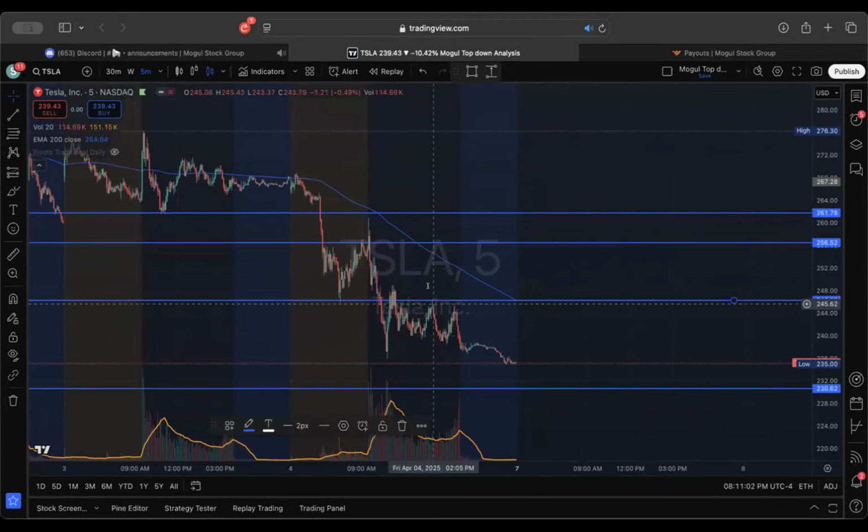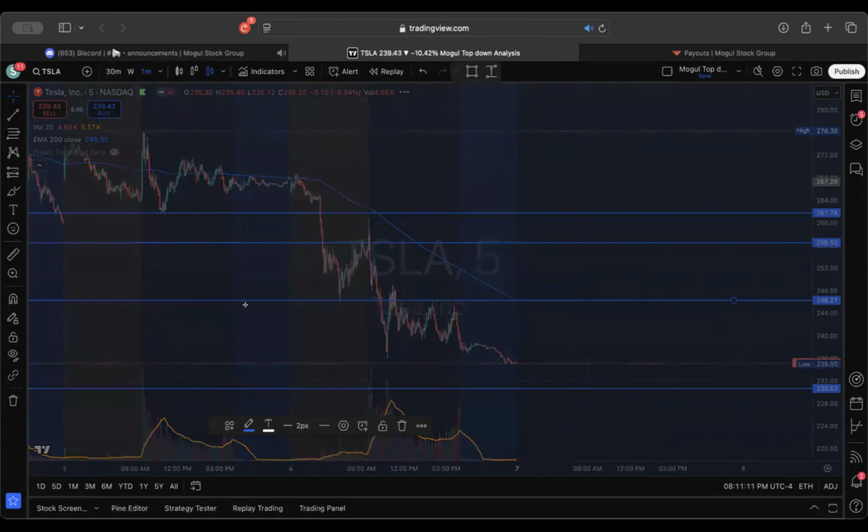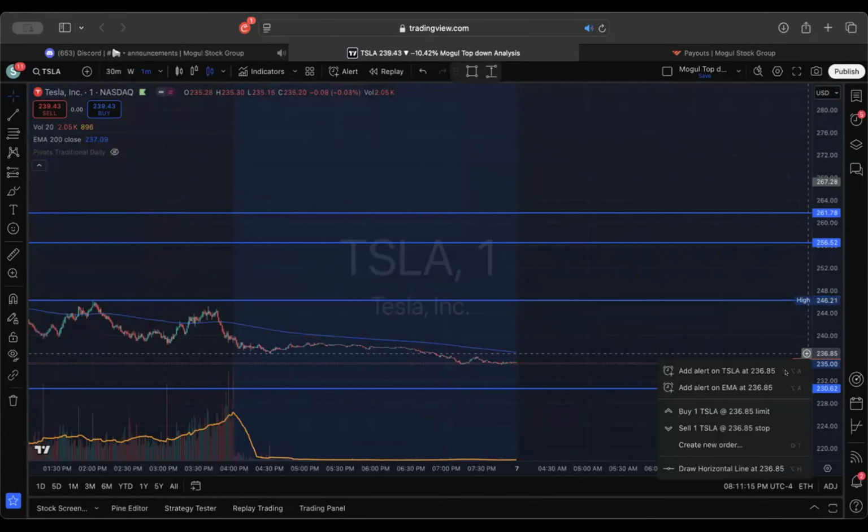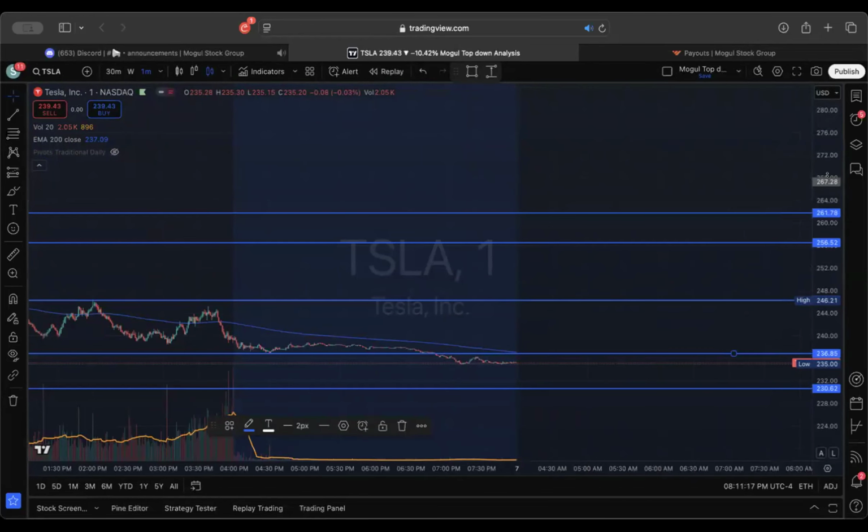And look, rejected here, broke down above it here, tested it here. 200 is like a magnet for price action. And then another one here on the 1 minute. So who took notes? Who paid attention?